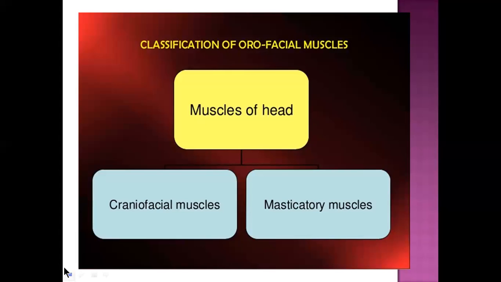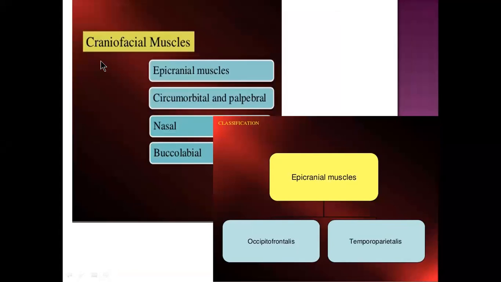Okay. So these are the different muscles you find in the face. Some are coming from the head, some are from the side of the head, some are in the face region only, and some are helping the mastication, called the masticatory muscles. So the craniofacial muscles and the epicranial muscles, circumorbital or palpebral. Circumorbital means what? I told you, the eyelids.